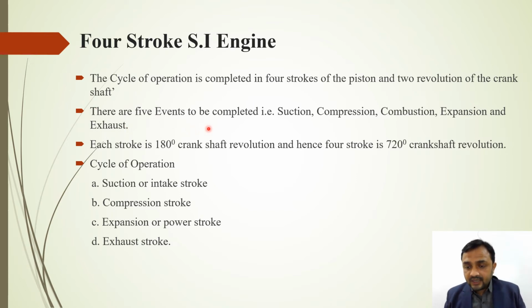Second point: there are 5 events to be completed. What are the 5 events? These are suction, compression, combustion, expansion and exhaust. These are the 5 events which are completed in 4 strokes of the piston or 2 revolutions of the crankshaft. Third point: each stroke is 180-degree crankshaft revolution, and hence 4 strokes is 720-degree crankshaft revolution.